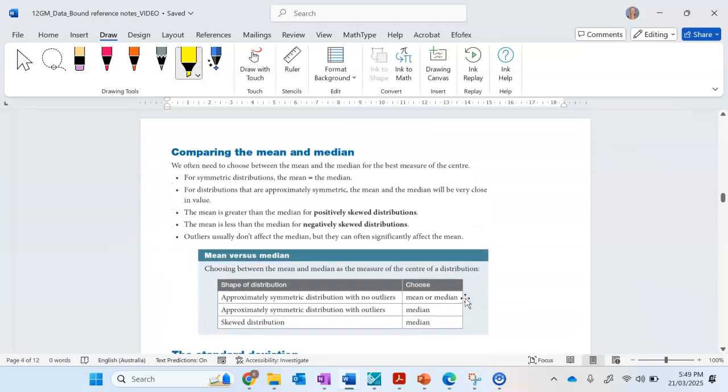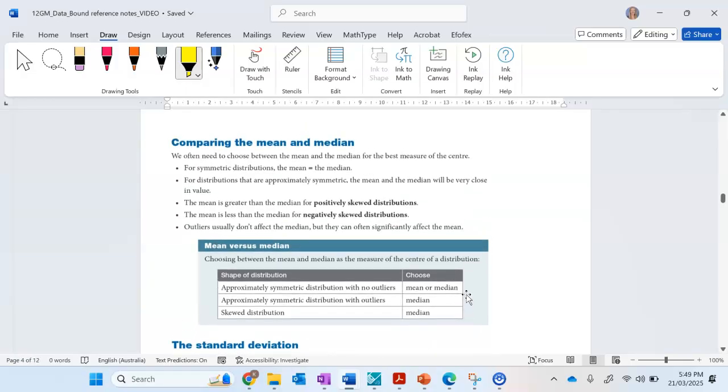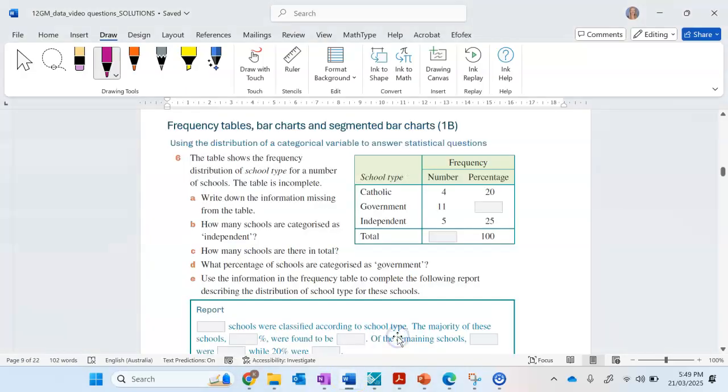We kind of went through this in the previous video, and we don't really need to do it again, but because we touched on skewed distributions, just remember, when it's symmetrical, we can use the mean or the median, but when it's skewed, or if it's got outliers, we do use the median. All right, so let's move on to some questions.